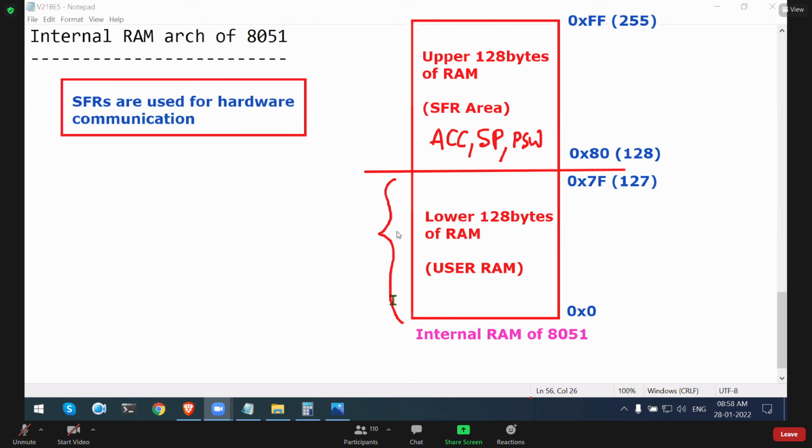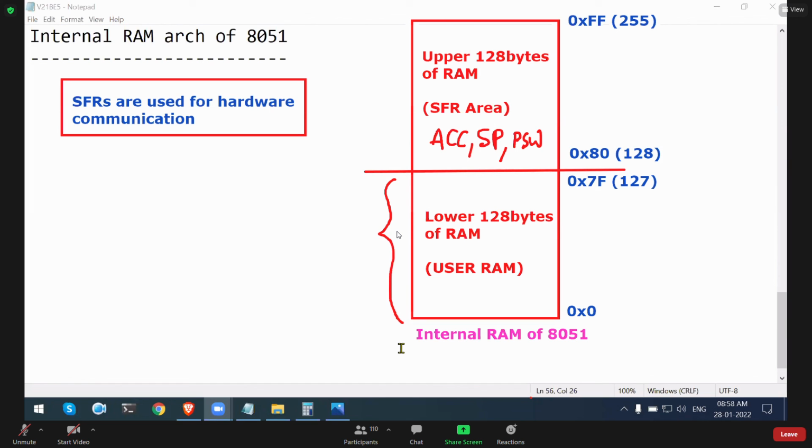Consider the size of the RAM as 128 bytes. If the interviewer asks you what the size of the RAM is, you tell 128 bytes only. In the case of the 8051, the total size is 256 bytes, but we can use only 128 bytes. So you have to answer with how much you can use.